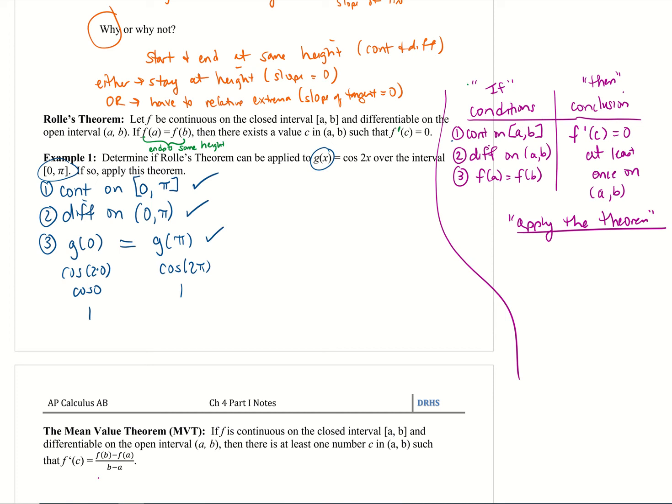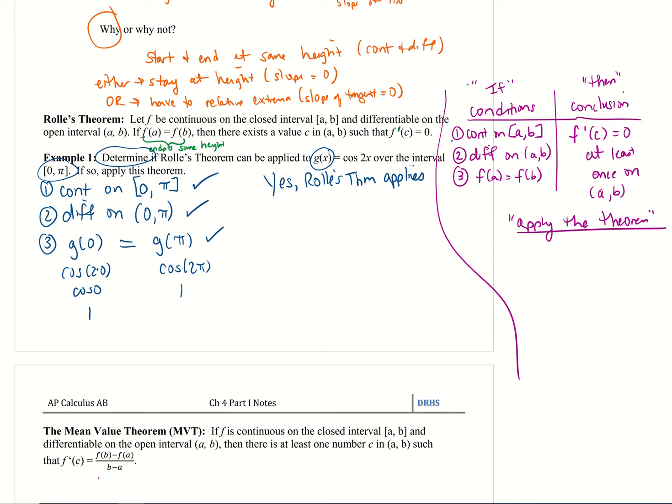So the first part is determine if it applies. This is yes or no. So this is yes, Rolle's theorem applies. I don't have to say why it applies again. I've already got all of the information listed to the left, and the reader, including me, will look and read through all of your stuff.